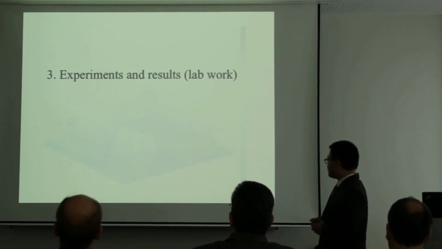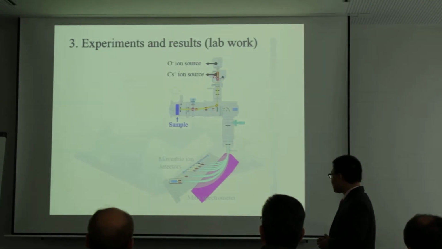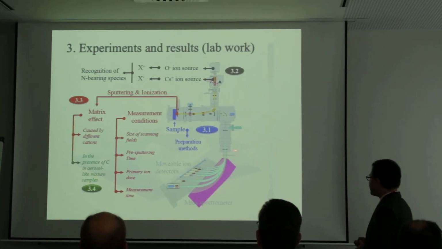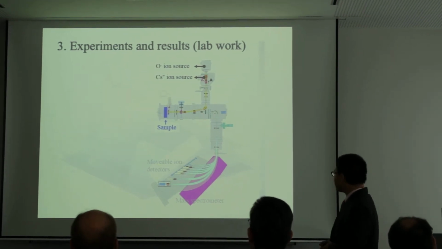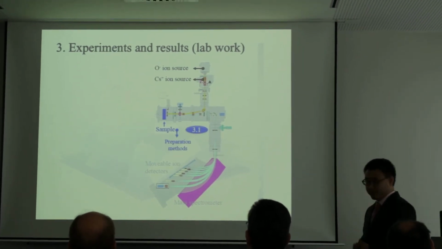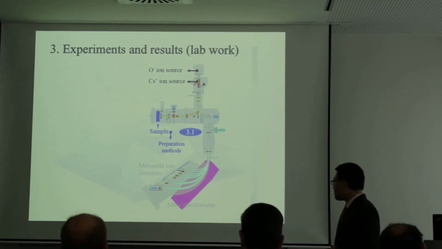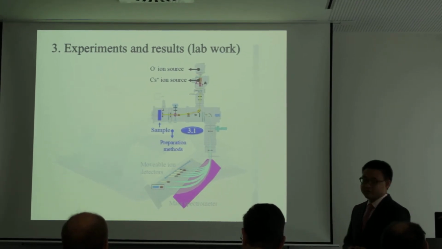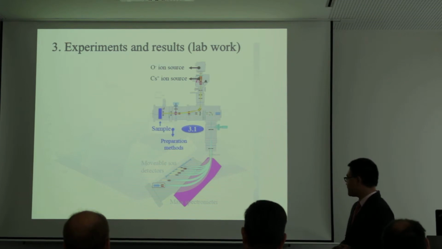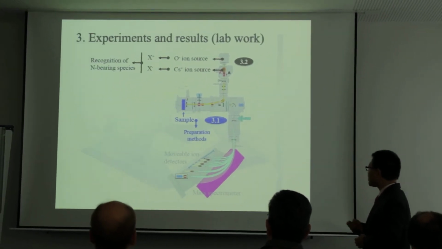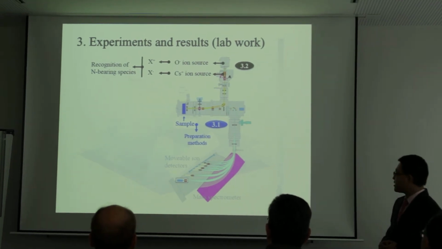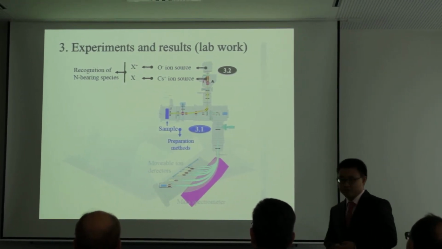For the experiments and the results, I separate my results into these 4 parts. I will show more details in the next 2 minutes. First, I will show the sample preparation, including pressed bulk samples and aerosol-like mixture samples. In the second part, I will use positive secondary ions and negative secondary ions to classify different nitrogen-bearing species.